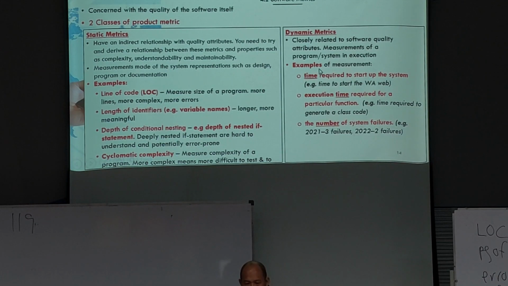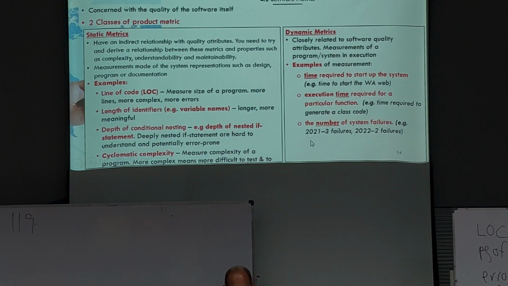Okay, so number of system failure. In 2021, you use system A, you encounter 3 failures. In 2022, you use system A and you encounter 2 failures. Same system, sometimes you encounter more failures in 1 year, sometimes you encounter less failure in 1 year.